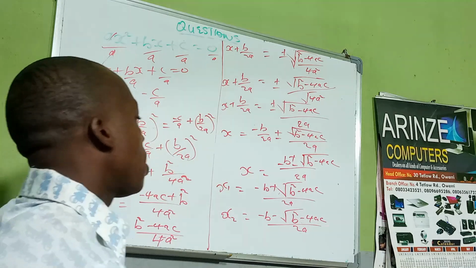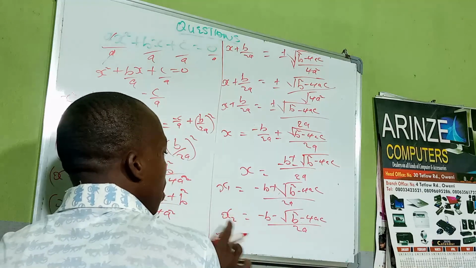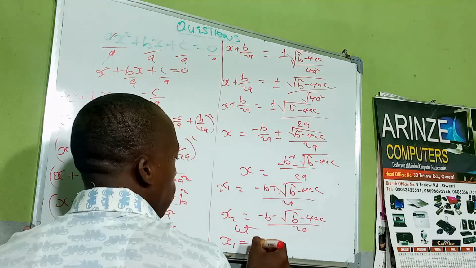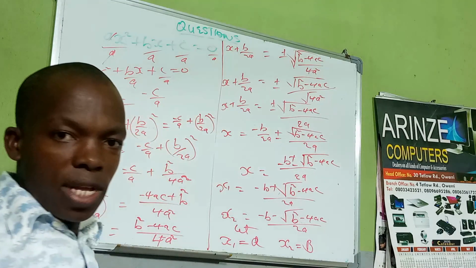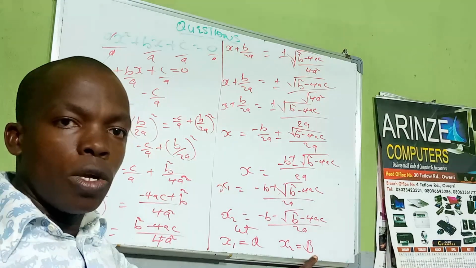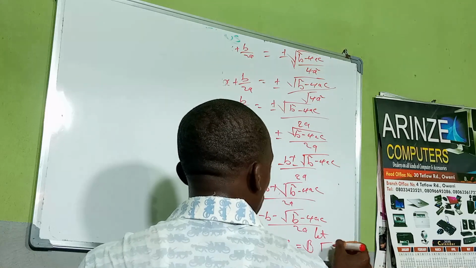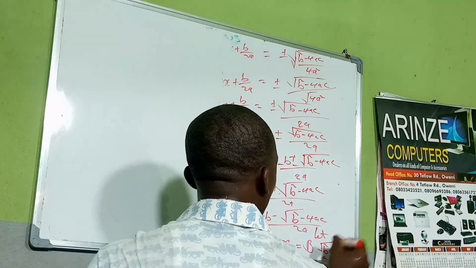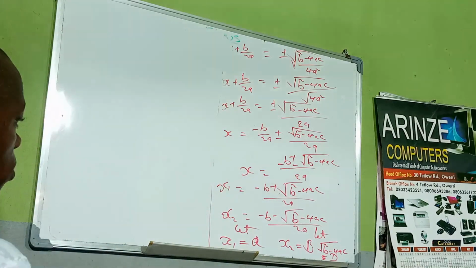Now here let us say that we call x1 alpha, and let x2 be equal to beta. You understand? And to avoid confusion, we'll say let the square root of b squared minus 4ac be equal to d. Let it be d, to avoid confusion. Understand? We'll say let it be d.